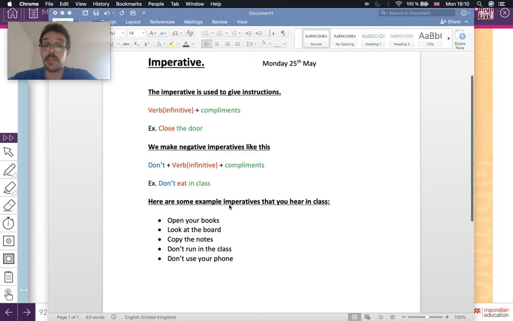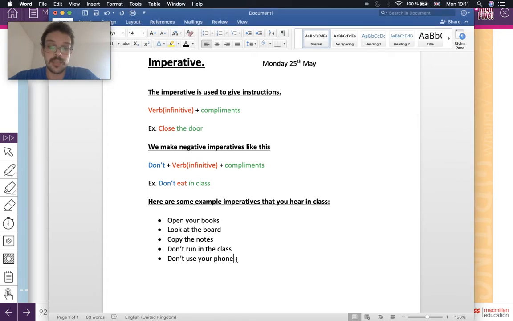So here are some example imperatives that you hear in class. When you're in the classroom, the teacher is obviously giving you instructions, so the teacher uses the imperative all the time. These are some instructions that you may hear in the classroom. Open your books. Look at the board. Copy the notes. Don't run in the class. Don't use your phone. All things that the teacher might say in the classroom. I want you to copy these into your notebook and try and think of 2 more instructions that the teacher would say in the classroom.